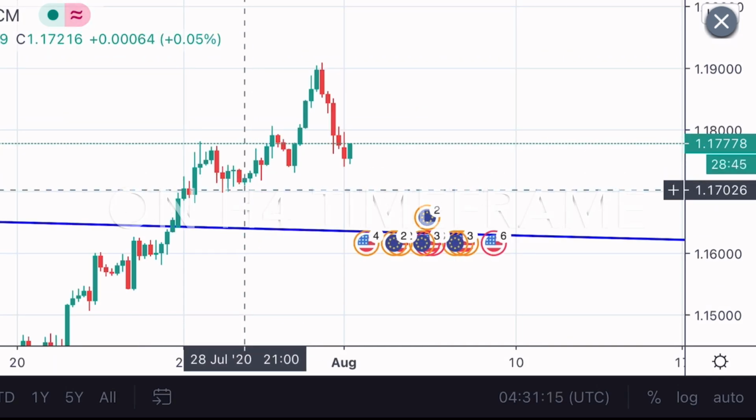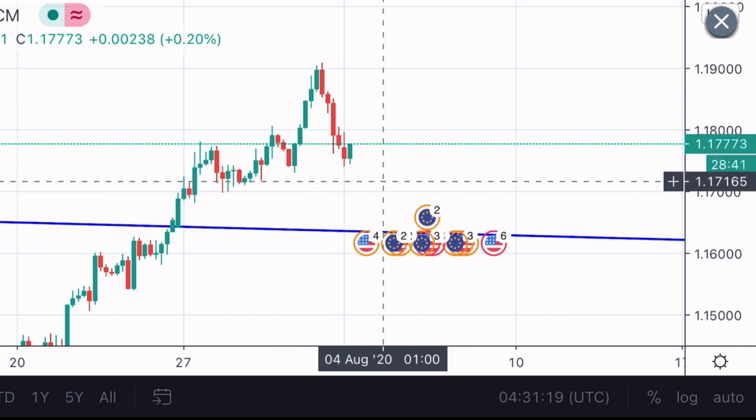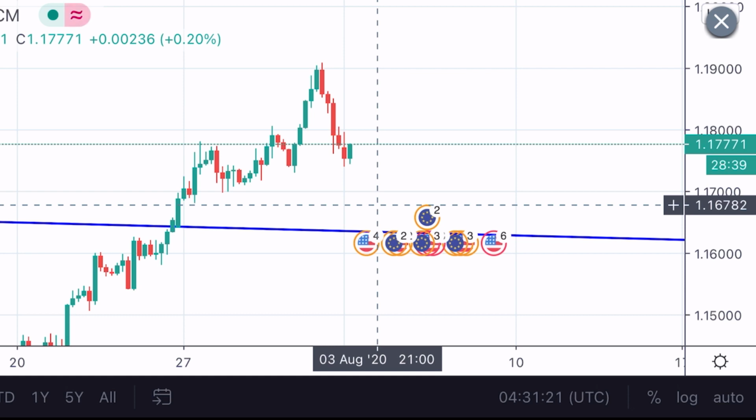Unless we get to this support level and we fail to break below it and we start to see any bullish momentum, that's most probably going to be a signal to go long. But that's going to depend on the type of candlestick that we get at that specific zone.